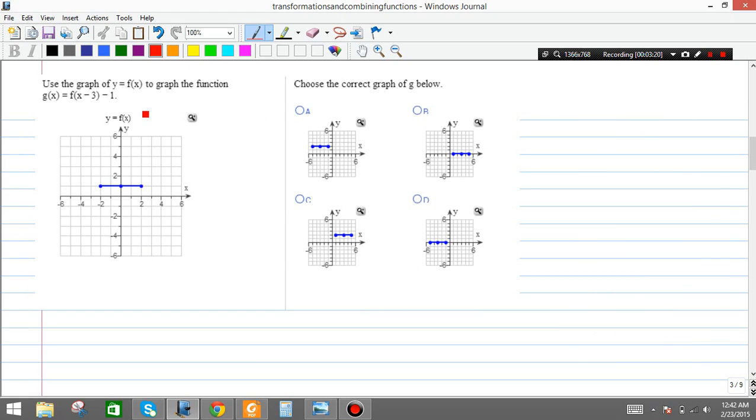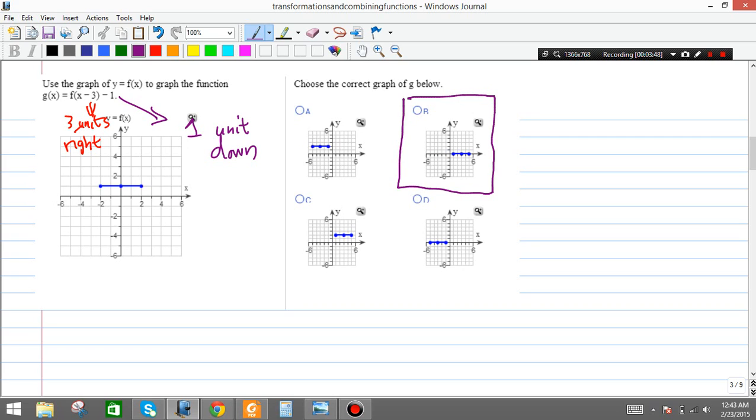Now we're going to start combining them. 3 units right, 1 unit down. Which one of these moves it 3 units to the right and 1 unit down? This is the only one that is remotely going to the right, and it's going to go down as well.